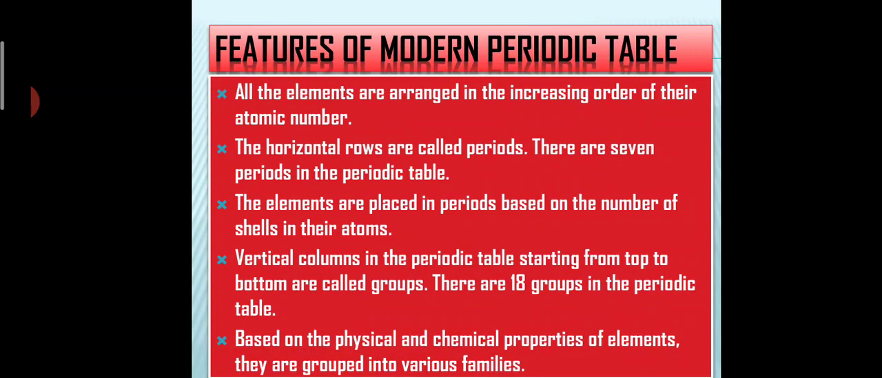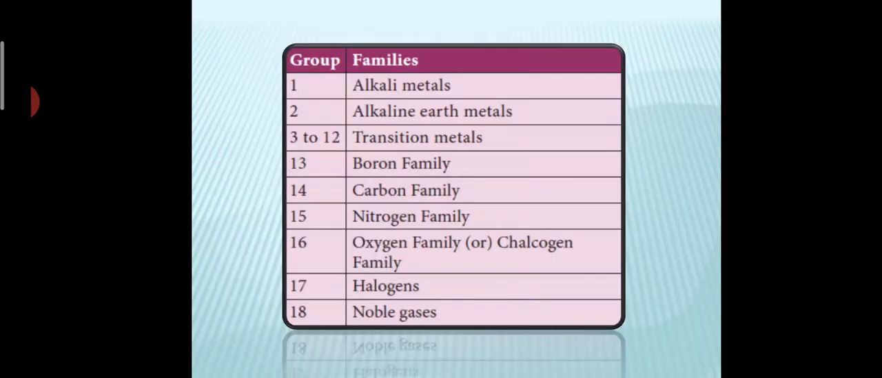The horizontal rows are called periods, and there are 7 periods in the periodic table. How many periods are there? 7 periods. And the elements were placed in the periods based on the number of shells in their atoms. And the vertical columns in the periodic table, from top to bottom, are called groups, and there are 18 groups in the periodic table. Last point, based on the physical and chemical properties of the elements, they are grouped into various families. So what are those families?